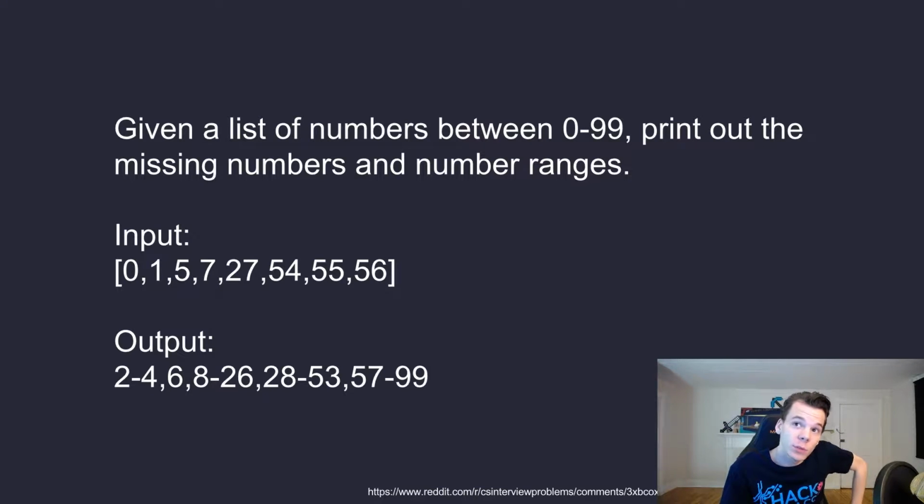Given a list of numbers between 0 to 99, print out the missing numbers and number ranges, and it gives an example input and output. 0, 1, 5, 7, 27, 54, and so on. And then the output is all of the missing numbers printed in such a format where it's comma separated, just like the input, but shortened. So 2, 3, 4 becomes 2-4, and 8, 9, 10, 11, 12, 13, 14, all the way up to 26 becomes 8-26. This one definitely intrigued me, and a lot of people, I saw it in a couple different places, so I thought it was a good one to tackle.